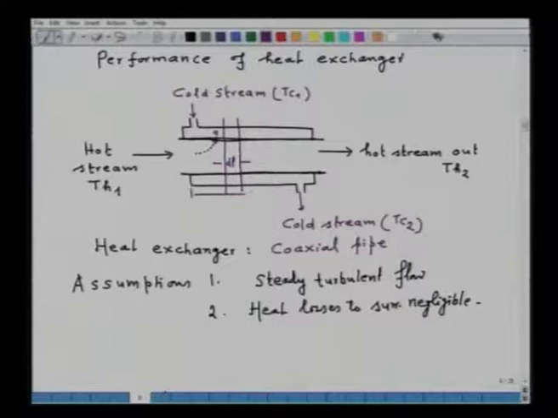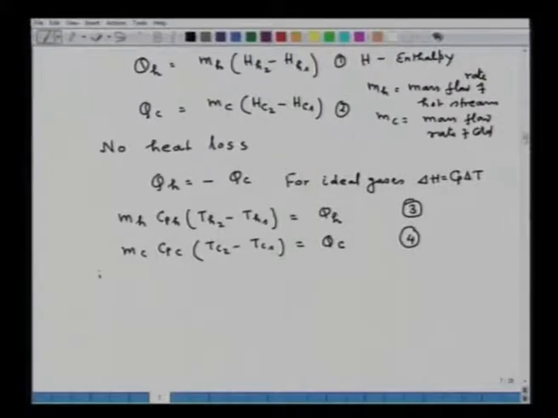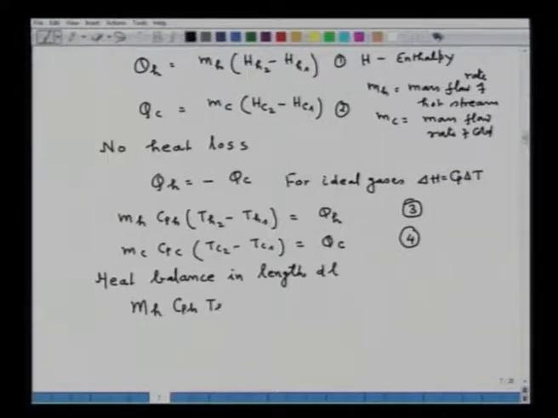Now, this length is the length of the heat exchanger, and we are considering the heat balance in a small element of length dl. So, if you write down the heat balance in length dl, we can write down the heat entering, mH Cph into Th.